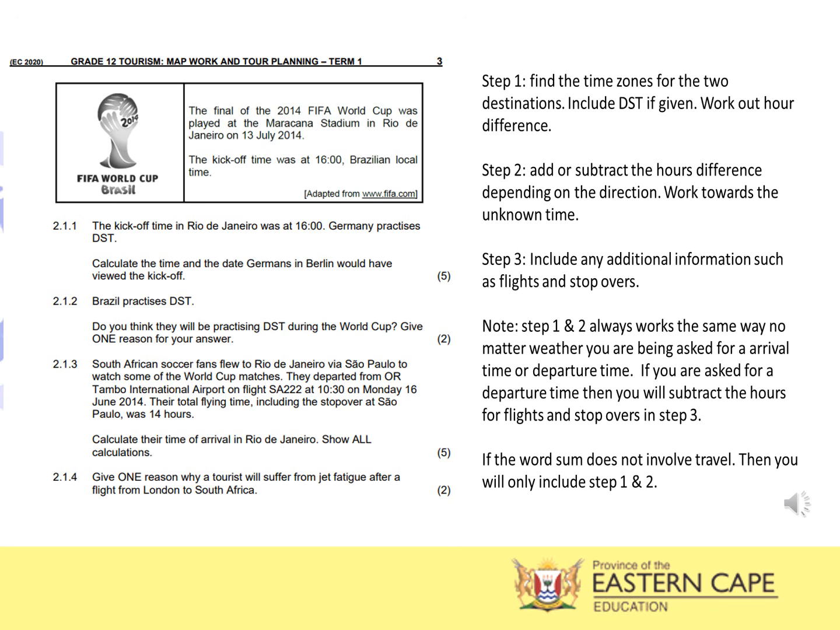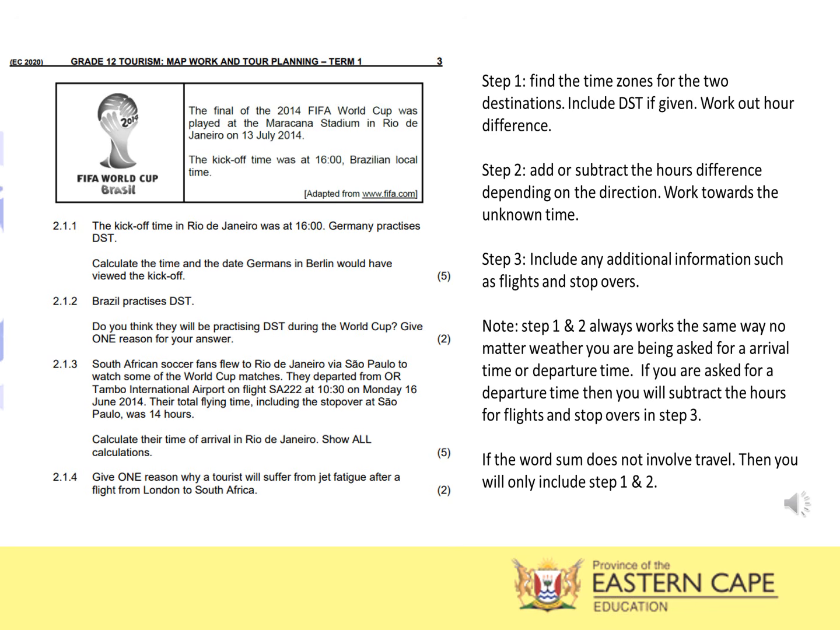If we look at the steps of time zone calculations, in step 1, you will find the time zones for the 2 destinations. Include daylight savings time if given. Work out the hour difference between these 2 destinations. At step 2, add or subtract the hours difference, depending on the direction. Work towards the unknown time. In step 3, include any additional information, such as flights and stopovers.